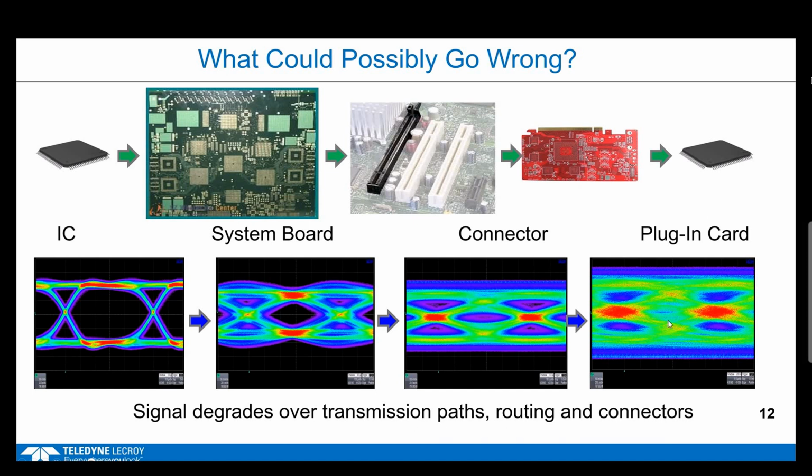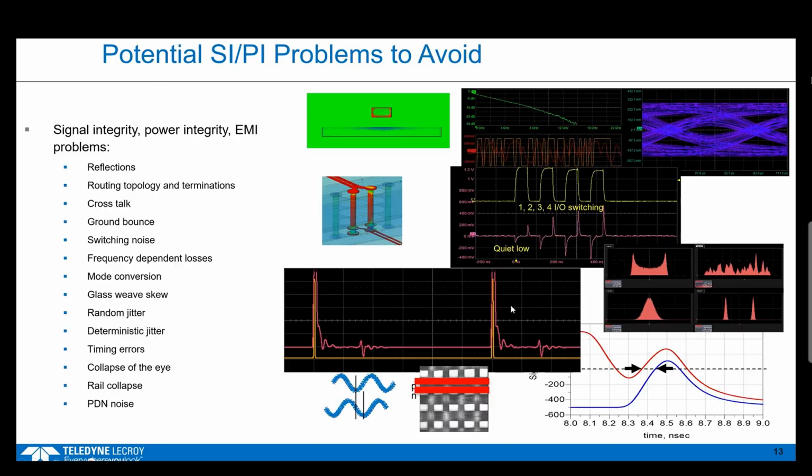Clearly, that's a problem. And when you look at what causes this collapse of the eye as an example of a problem to avoid, when you look at what goes into this signal integrity problem and other signal integrity problems, it looks like there's just this huge long list. Here are just some examples of these, actually taken from a bunch of other webinars that we've presented here over the last few years. These are examples of some of the problems that can arise.